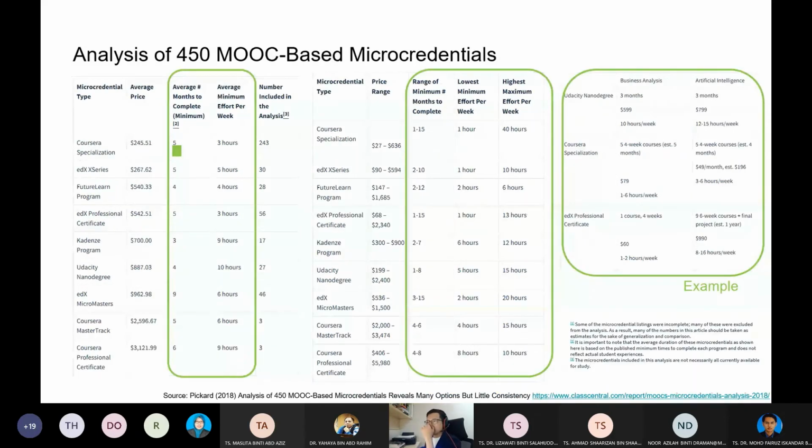Okay. So again, I'm just showing you trends so that we can position ourselves. What are we looking at? Okay, so an analysis of 450 MOOC-based micro-credentials. They are looking at this. Average months to complete, for example, for specialization, average months to complete is 5, not unlike one semester. But the biggest difference is this one: average minimum effort per week is 3 hours.